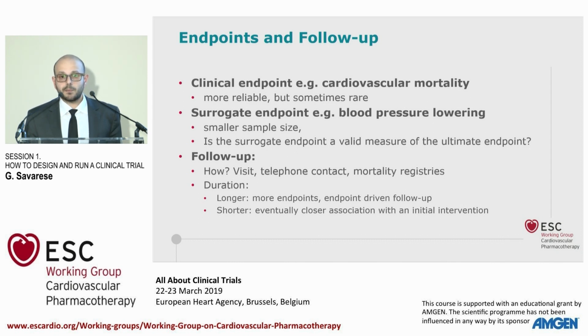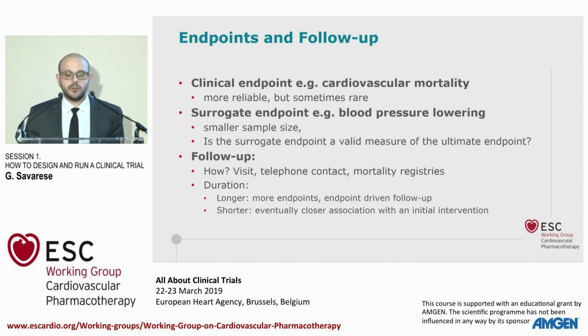But sometimes it's not possible because maybe it takes so long to occur that the trial should be run for 20 years or something like that. So sometimes it's not possible to have such hard outcomes. So we may use surrogate endpoints, which allow us to test, for example, a treatment in a smaller population. But then the point is, the treatment reduced the surrogate endpoint, but is the surrogate endpoint associated with the outcome? So it's very important to use surrogate endpoints that are well known to be associated with hard outcomes.